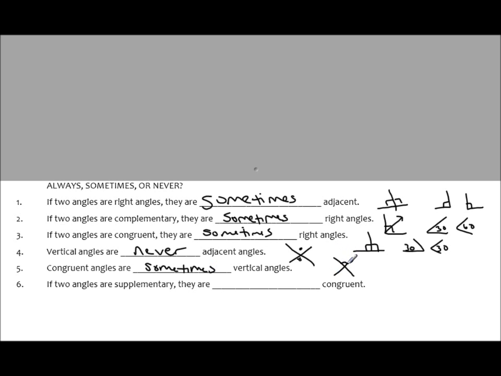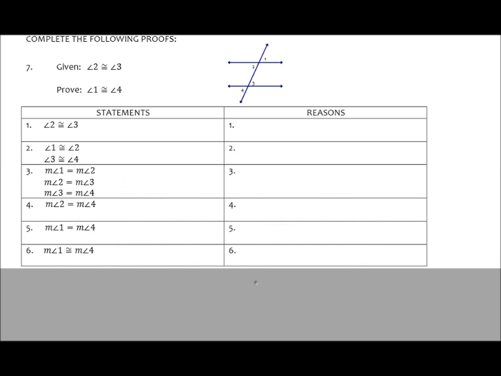So here's the time when you have vertical angles that are congruent, and here's the time where you have congruent angles that are not vertical. They just happen to have the same measure. And then finally, if two angles are supplementary, they are sometimes congruent. So you can have this situation where these two angles equal 180 and they are congruent. Or you can have this situation where you have two angles that are supplementary, but they're obviously not congruent.